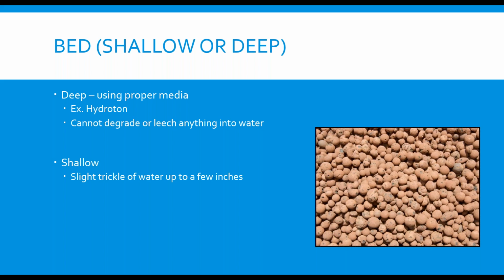And then you can do a very shallow bed. So this could be a slight trickle of water up into a few inches. What you choose, whether it's the float or the deep or shallow, will really depend on what you want to grow and how much space you have to do it in.